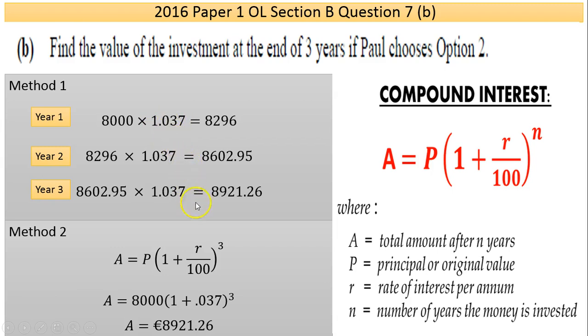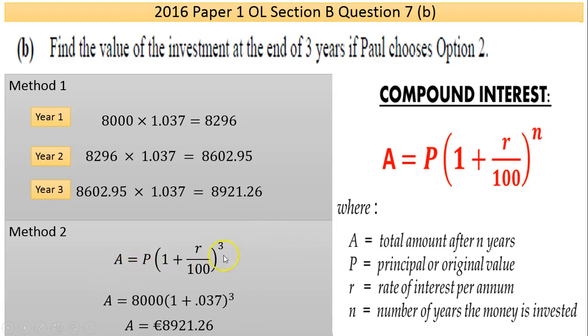The way they most probably prefer you to get the answer is by using the compound interest formula, which you'll find in the math tables. You'll see it over here on the side. Okay, so each different part: A is the total amount after a certain number of years. P is your principal, your starting money. R is the interest rate, in this case 3.7. And N is the number of years, in this case 3 years.